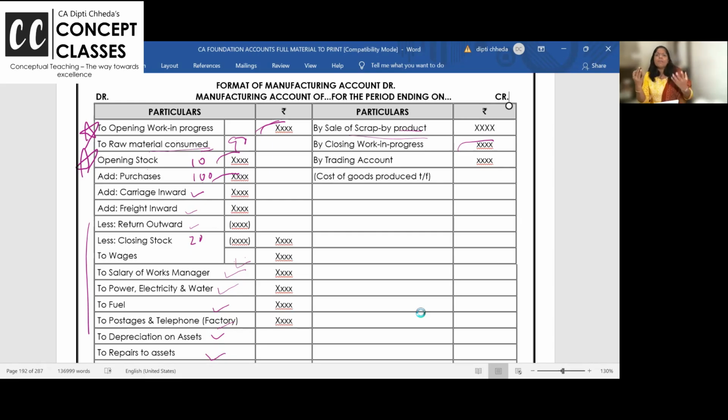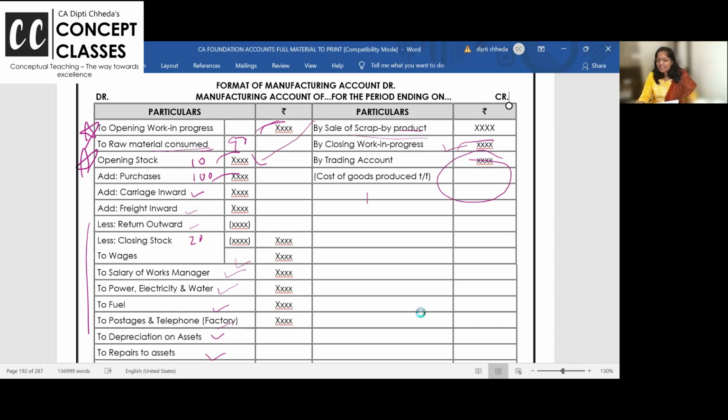So in manufacturing, dear students, this is the format, beautify it, read all this with enjoyment. Sale of the byproduct is your income. So oil cake which is sold, can I reduce raw material cost? It becomes that much less, right? Closing work in progress, the balancing figure will go to trading account.